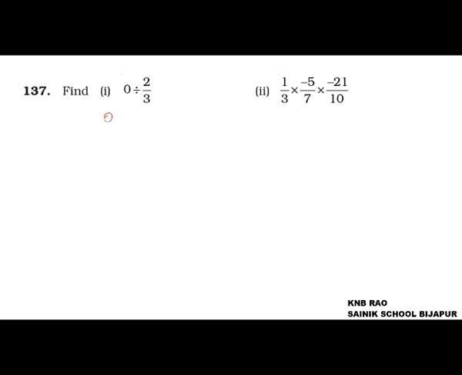Whenever we want to divide any rational number by another rational number, we convert that division operation into multiplication operation by reciprocating the divisor. So here the divisor 2 by 3 after reciprocating gives us 3 by 2. Now 0 multiplied by the rational number 3 by 2 gives 0, because 0 multiplied by any number is 0. So this is the answer.